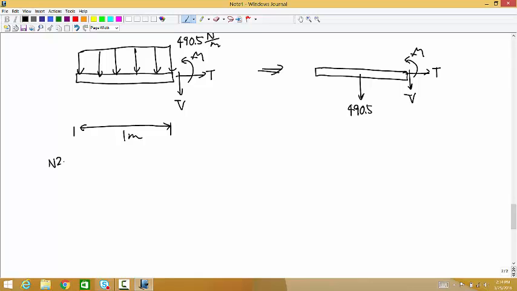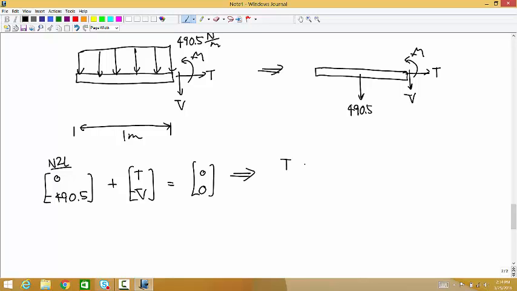Okay, so Newton's second law says 0, negative 490.5 plus T negative V is equal to 0. So there's no tension at the point that we're looking at. And the shear force is equal to negative 490.5.